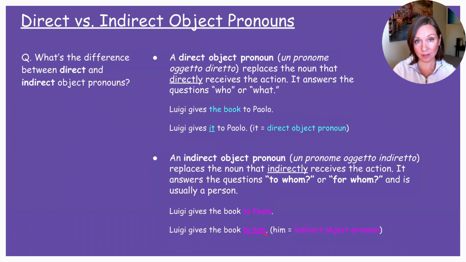Okay, so in this case, it's the same sentence here, but Paolo is replaced by to him. Okay, to Paolo is replaced by to him. So him being the indirect object pronoun, okay, because he is indirectly receiving the action.